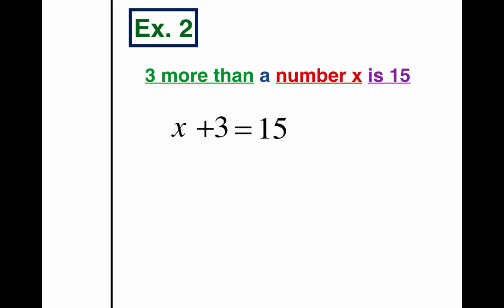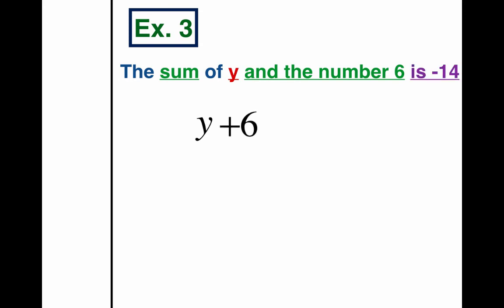We could solve that equation, no problem. Put a line down the middle. What do we need to do? Take the 3 away, subtract it to the other side. We're going to have x all by itself if we do that. 15 take away 3 is 12. So there's our answer. There's our mystery number.